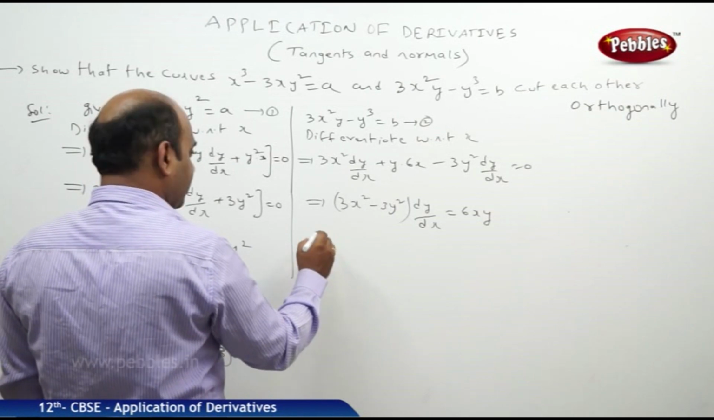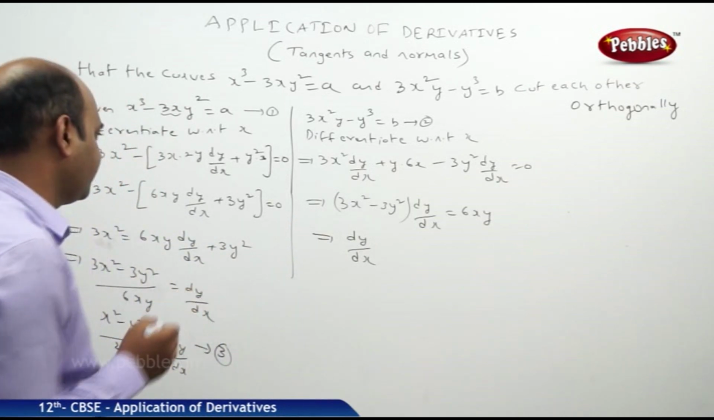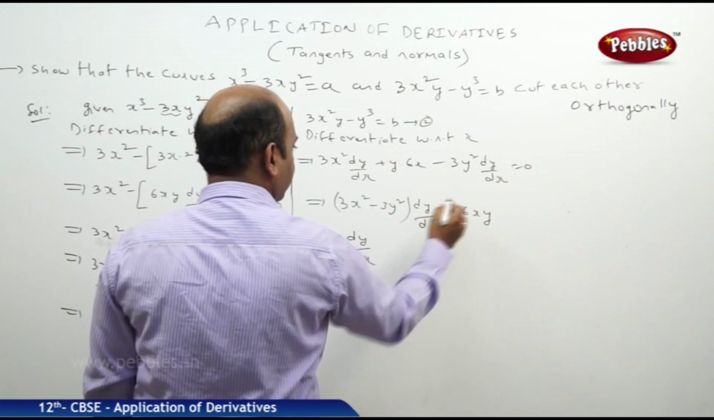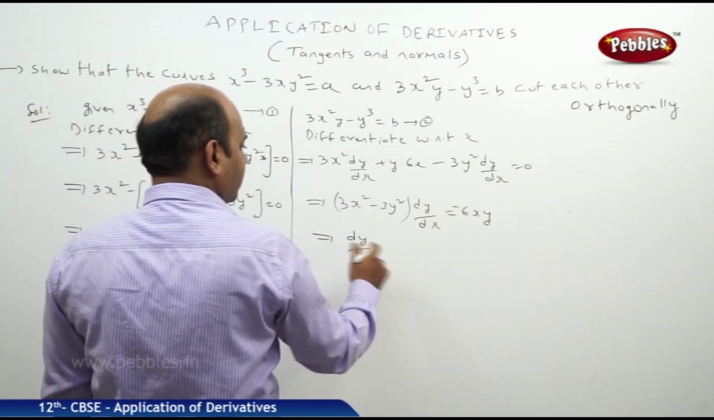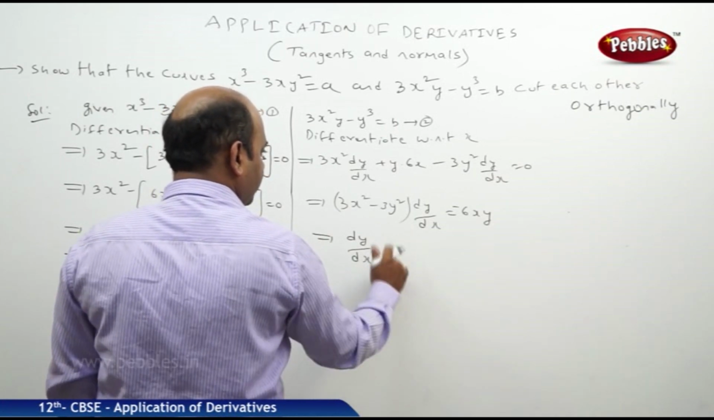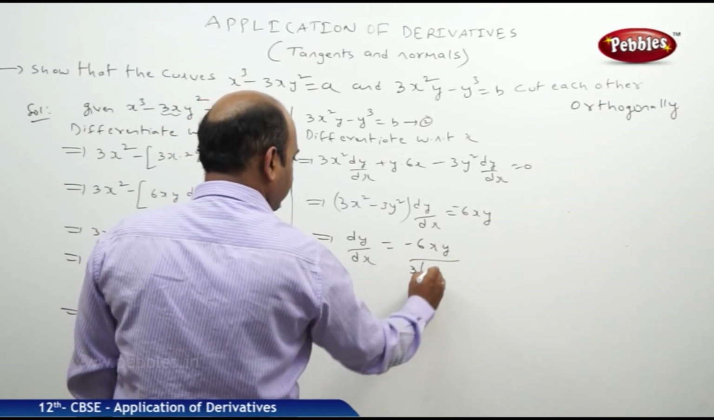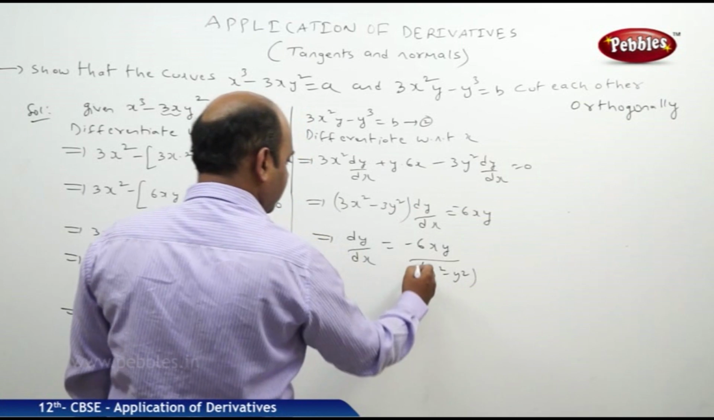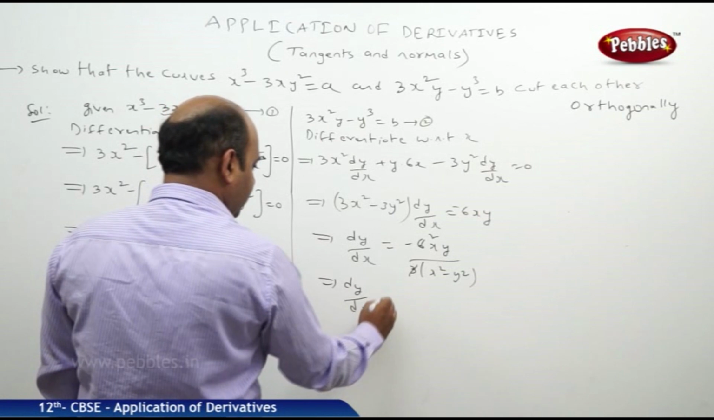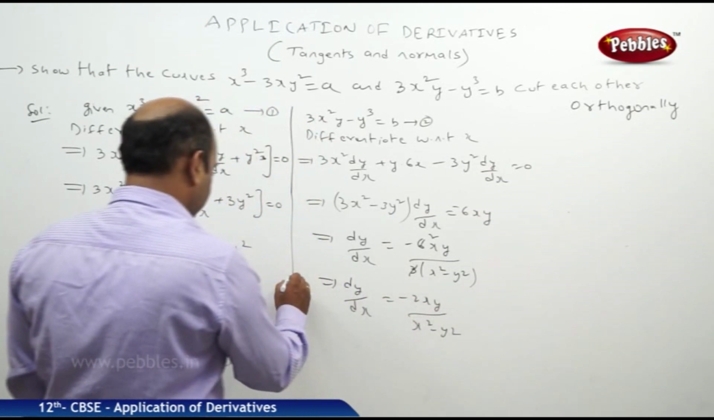So dy by dx is equal to minus 6xy divided by 3 into x square minus y square. Now 3 ones are 3, 3 twos are 6. So finally dy by dx is equal to minus 2xy by x square minus y square.